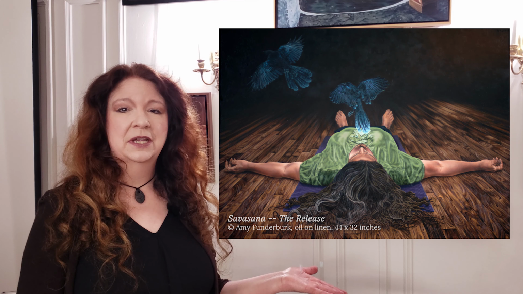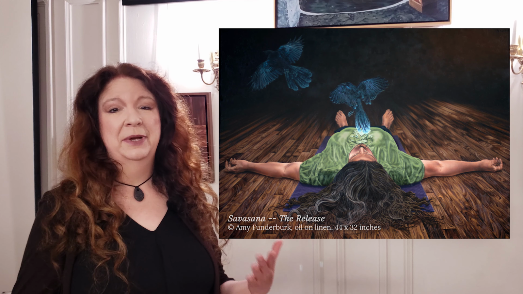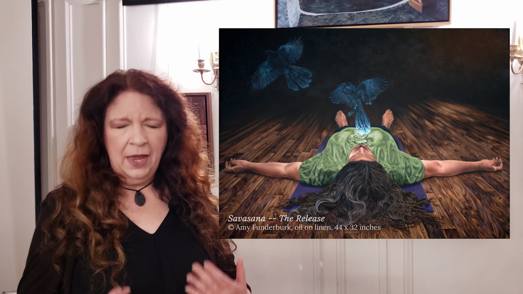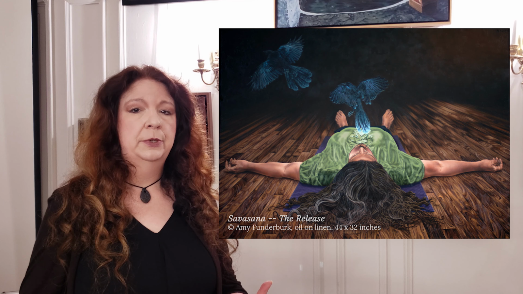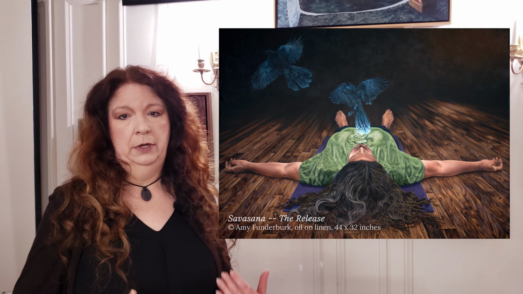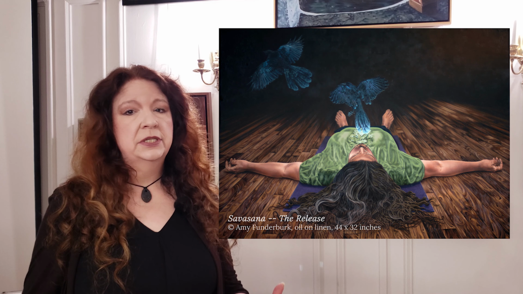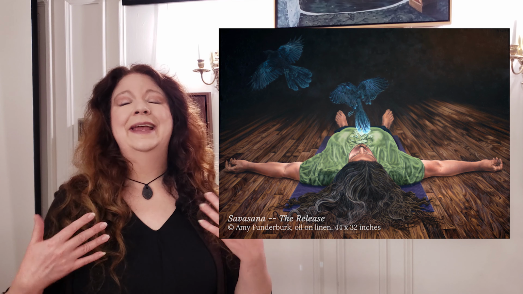I'm standing in front of my painting Shavasana, the Release, today because I thought of all of my works, it was probably the best example of this illusion of deep space. And that's where you tend to hear the terminology foreground, midground, and background. Your foreground is the closest thing to the viewer. It's our way into a composition usually.